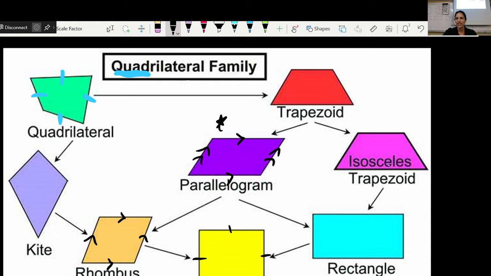How about an isosceles trapezoid? I don't know, this isn't super common, but what do you think it is based on the name? Well, first of all, let's go up here first. What's the trapezoid? Richard?